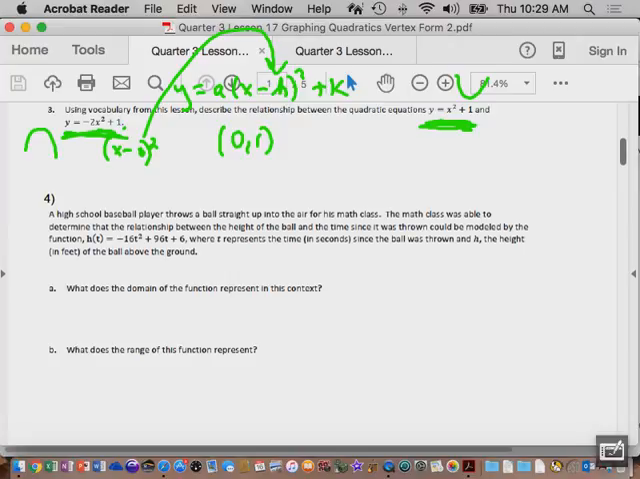What would the other difference be? One is more narrow. Which one is more narrow? The -2x. Yeah, the -2 makes it more narrow.